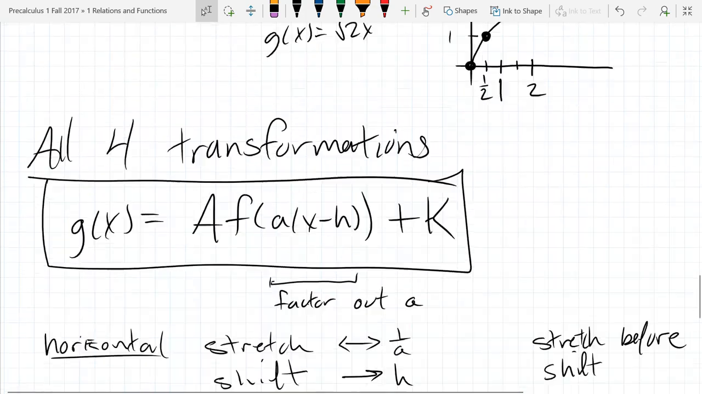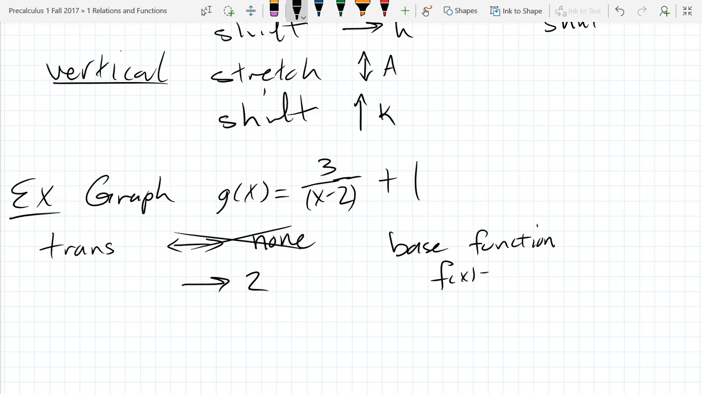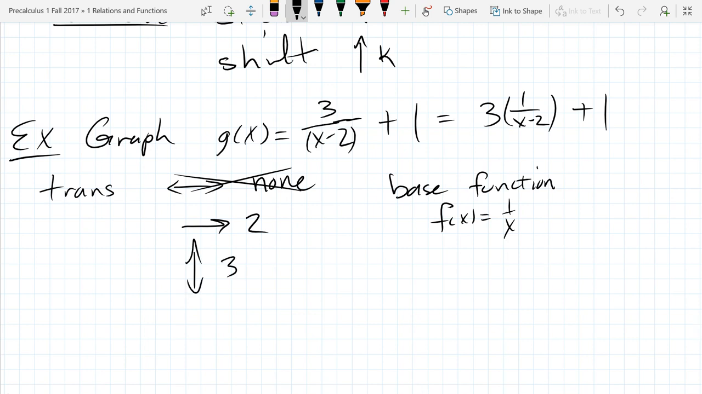So I'm going to rewrite this once I write the base function. So there's our base function. I'm going to rewrite this as 3 times 1 over x minus 2. And now it might be a little more clear that that 3 is a vertical stretch. So it would be 3 times that 1 over x minus 2 function. So we're going to do our vertical stretch next, stretch by 3 times.